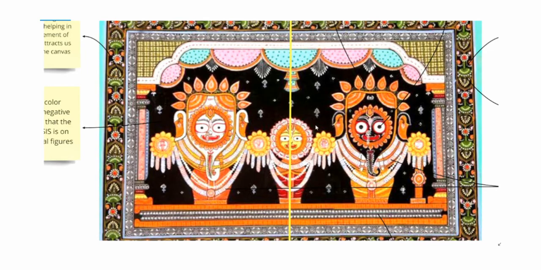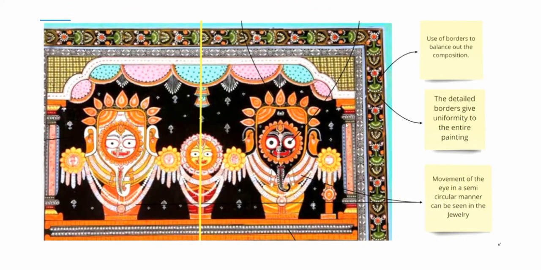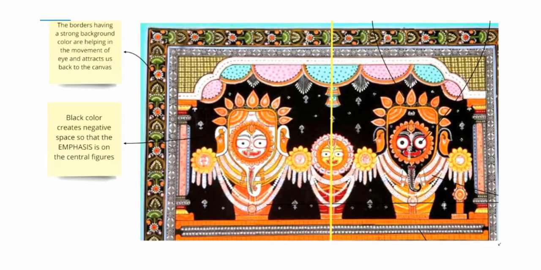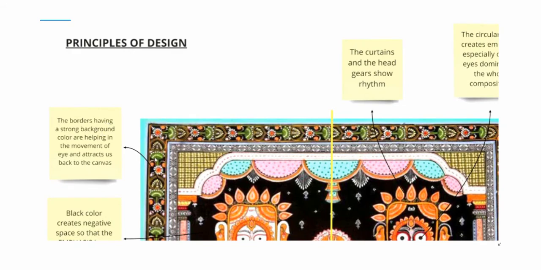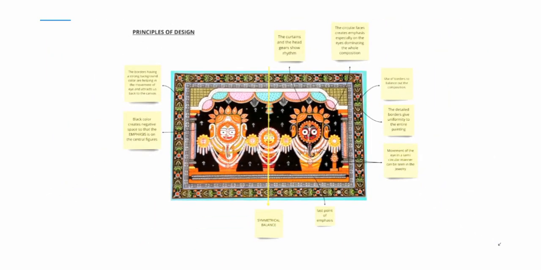Not only this, I also realized that the borders balance out the whole composition and give a uniformity to the entire painting. The black color of the background creates negative space so that the emphasis is on the central figures. Also, the borders having a strong background color help in the movement of the eye and attract us back to the canvas. The borders do not let our eyes deviate from the canvas. We can also see the symmetrical balance in the whole painting. If I were to draw a vertical line in the middle of the painting, I realize that this line divides the painting into two equal halves.